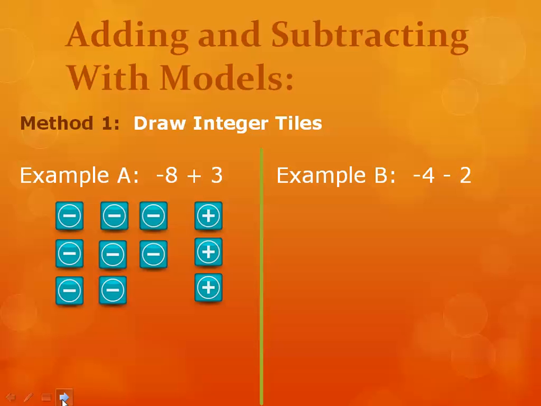The key to this is that for every negative, a positive will cancel it. So negative and positive cancel. We have 3 positives, so we should be able to cancel 3 of the negatives. That leaves us with 5 extra negative tiles. Therefore, negative 8 plus 3 is negative 5.